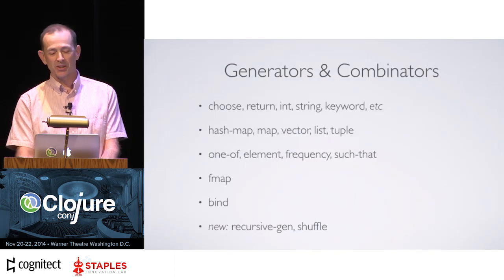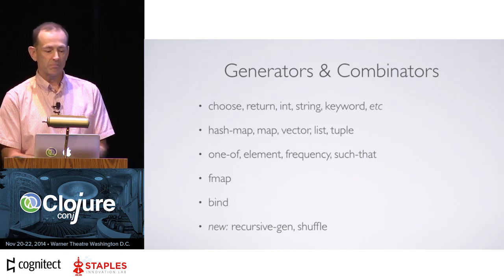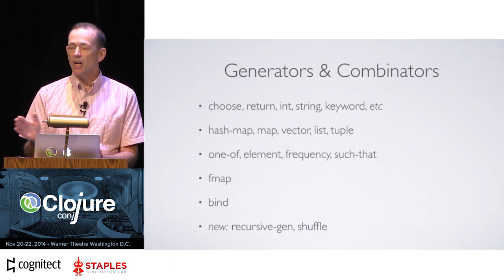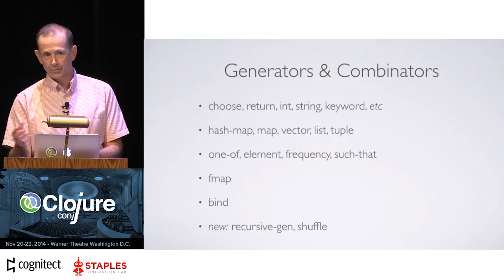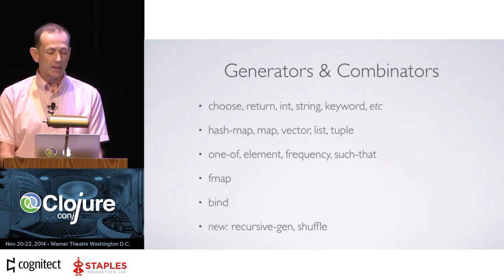So now let's go to generators and combinators. These generators come with test.check. They're actually quite a bit more, but the simple kind just generate scalars. So you can think of your integers and strings, keywords, that sort of thing. Return just returns an actual value that you happen to have a hold of. Choose can choose among integers. You can give it a range.